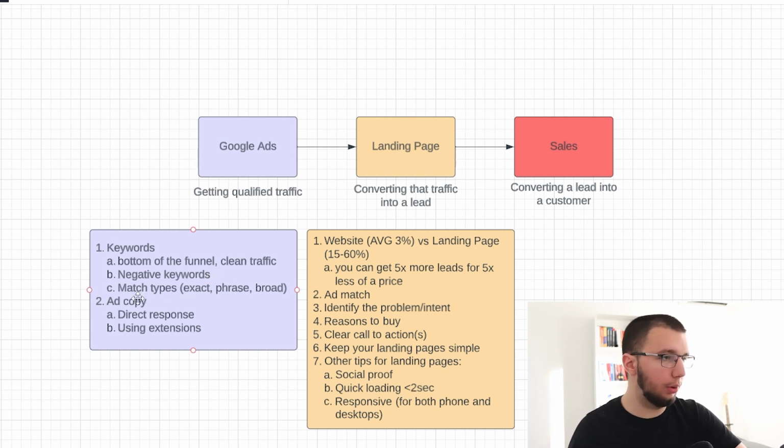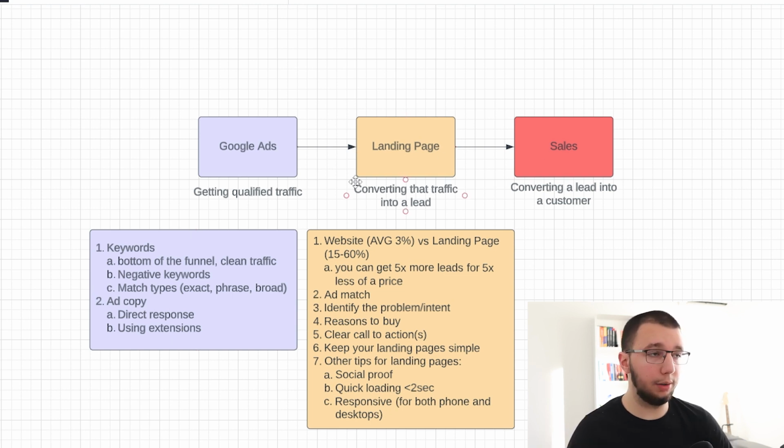Now, after you use the right keywords, you need to use the right ad copy, and for ad copy, you should use direct response ad copy, which is copy that entices the user to click on your ad and then to click to your landing page. Also, you should use extensions, and by using extensions, you can make your ad beefier. And by doing that, your click-through rate is just going to go up.